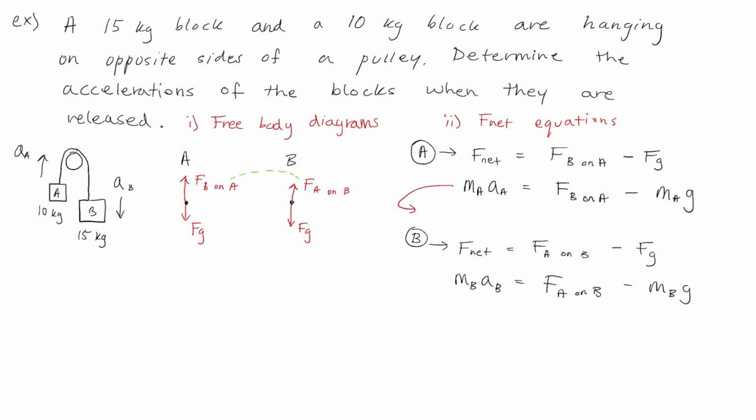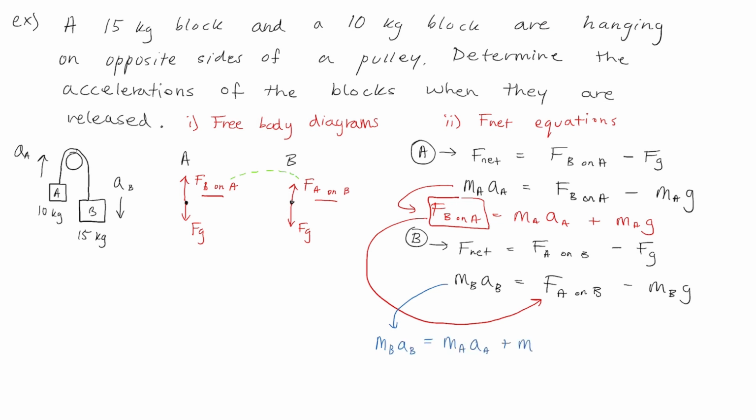Now I'm going to go back up to block A, and I'm going to rearrange this equation to isolate for the force of B on A. Now the reason I did this is because based on Newton's third law, the force of B on A is equal to the force of A on B. That means I can take what I rearranged for the force of B on A and plug it into my force of A on B. And when I do that, I get this equation.